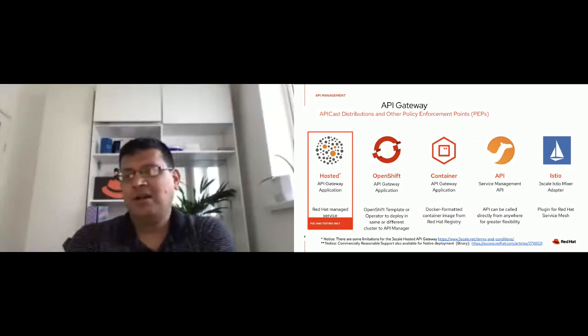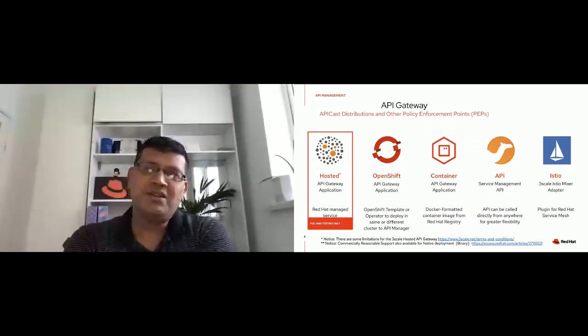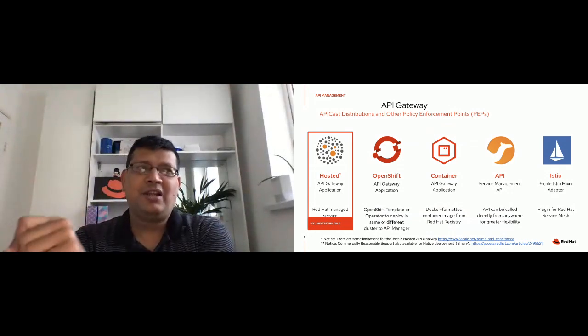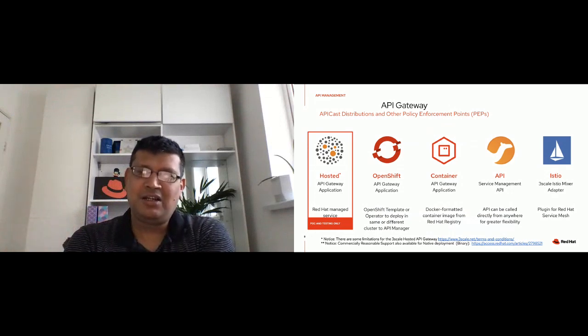There is also an Istio mixer adapter that plugs in directly into an Istio service mesh and provides you with that API gateway capabilities without having to deploy another layer of API gateway to manage the traffic. So this will ensure that your API policies that you create in Threescale could be applied directly within the mesh itself.